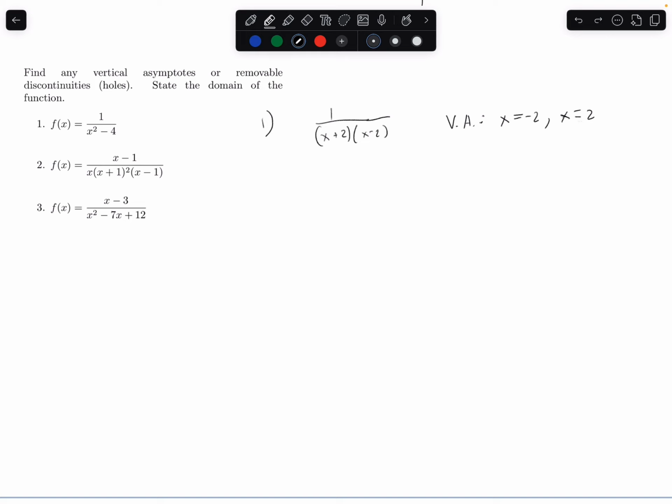Okay, so we stated the vertical asymptotes, and now the domain. The domain basically is everything except for x equal to negative 2 or x equal to 2. So basically, you can say it like this: x is not equal to negative 2 and x is not equal to positive 2.